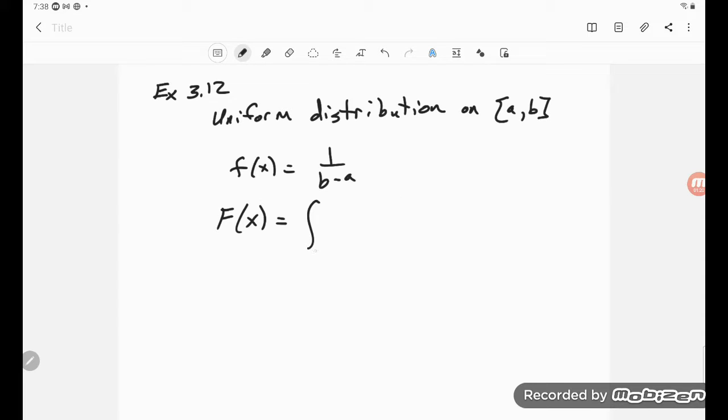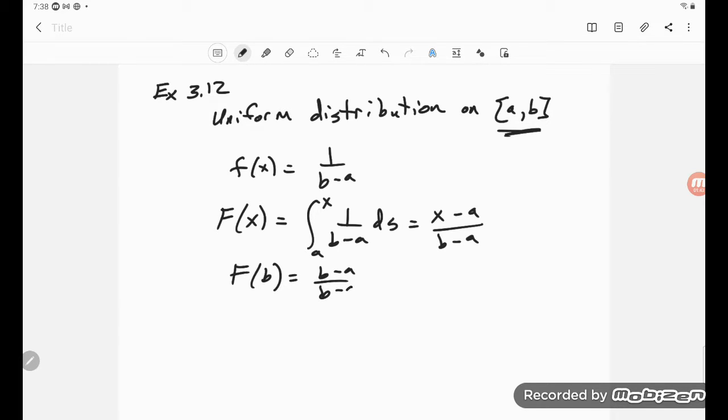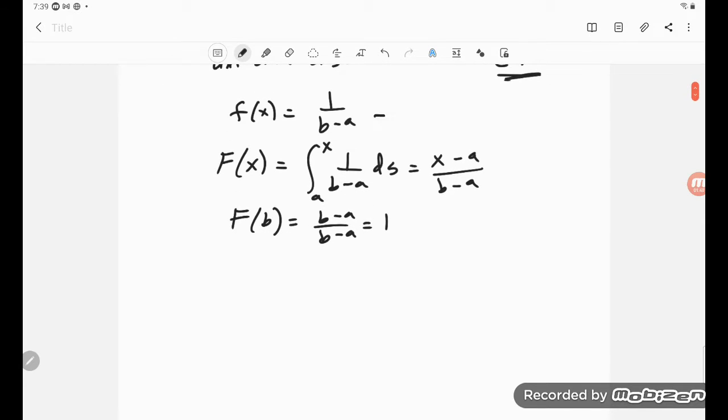the integral from a to x of 1 over b minus a ds, this is on [a, b], that just gives us x minus a over b minus a, and so we see that F of b is indeed b minus a over b minus a, which is equal to 1. Okay, so that's what you would normally go with.